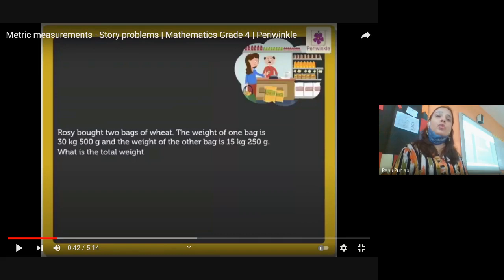Rosie bought two bags of wheat. The weight of one bag is 30 kg 500 gram, and the weight of another bag is 15 kg 250 gram. What is the total weight? First of all, when you read story problems, you need to identify which operation the story problem is related to. Addition.